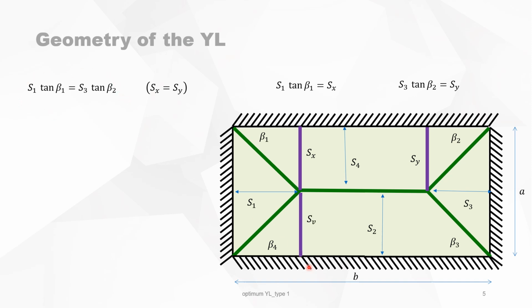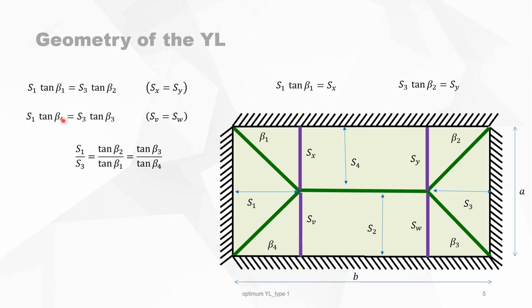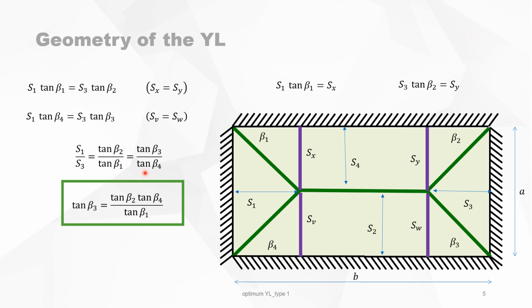We can do the same with Sv and Sw, and it gives us another relationship between the different angles. When we combine them, then you see that S1 divided by S3 is tangent beta 2 divided by tangent beta 1, and it's also equal to tangent beta 3 divided by tangent beta 4.